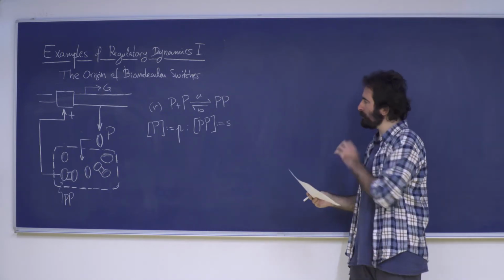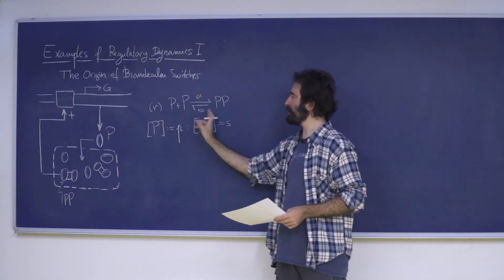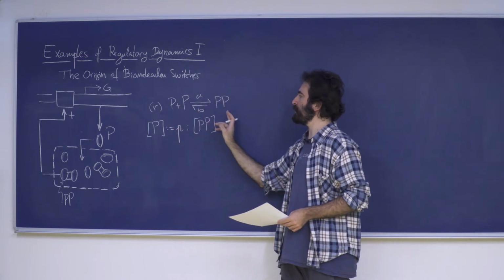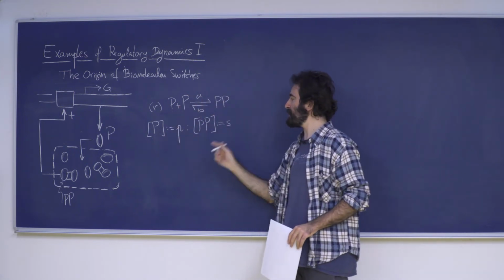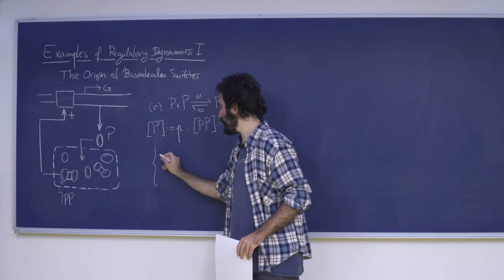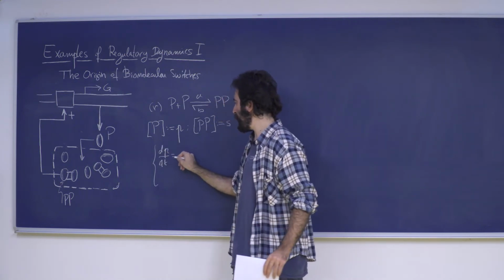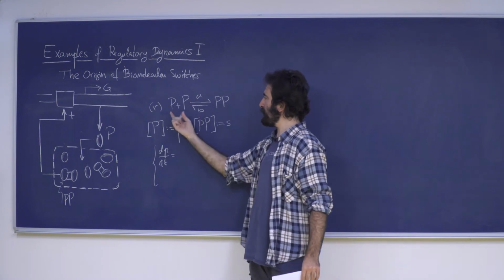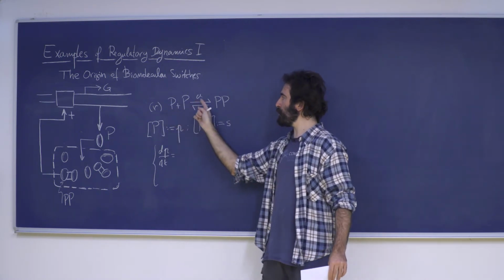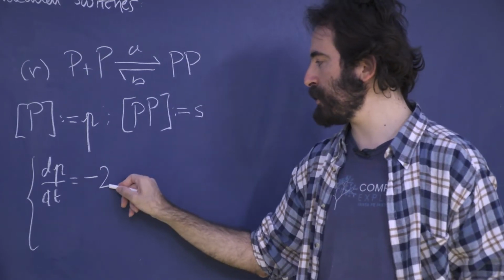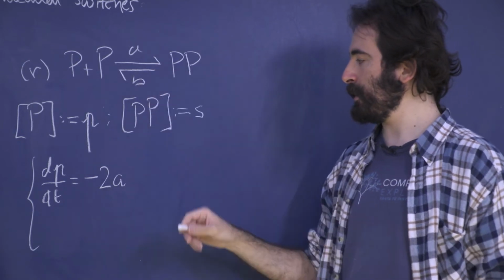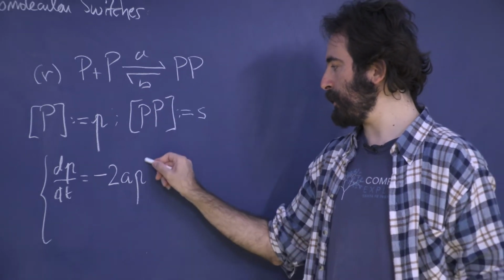And now what? Well, now we have this reaction here that we could express in dynamical terms for both P or S, and as a matter of fact, we can do both. So we can write here the derivative of P over time. Well, P can bind together, and then two P's can go away with rate A, not alpha, but A. So I'm going to have a minus 2 times rate A, P squared, right?